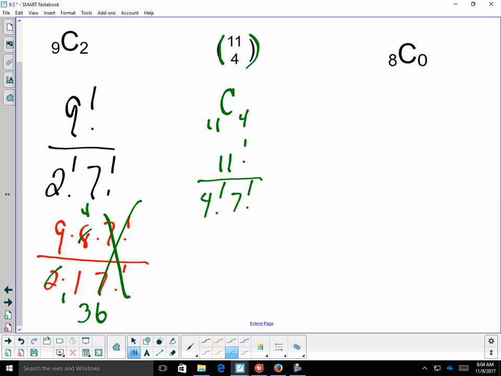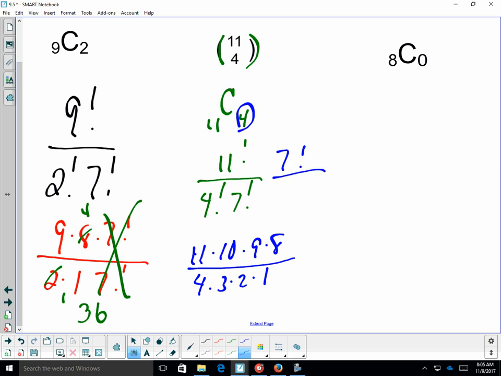And a shortcut that the book shows you is this number here, which is 4, means that I have 4 factors. So I'm going to have 11 times 10 times 9 times 8. And then on the bottom, I'm going to have 4 times 3 times 2 times 1. That's because from 7 on, 7 factorial will simplify with this 7 factorial. That's why I don't have to write this. So that's another shortcut.